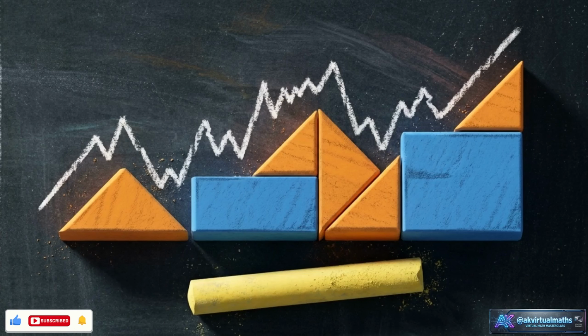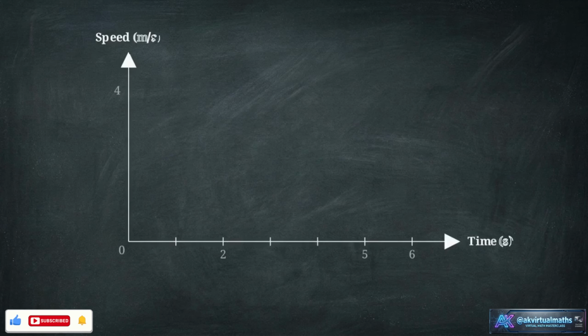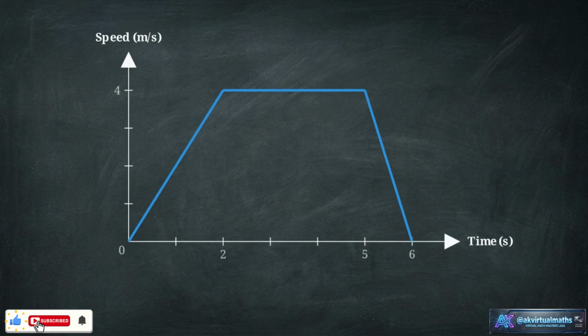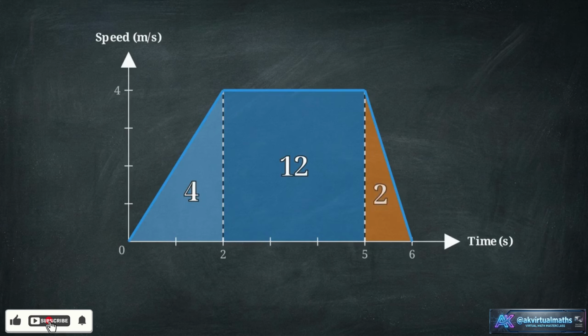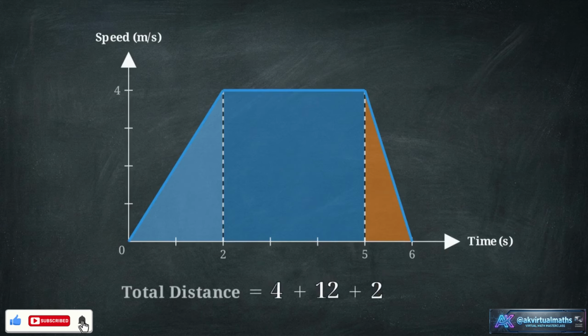Any irregular motion on a graph can be broken down into these basic rectangles and triangles to find the total distance. We can apply this to a full journey. Here, an object accelerates for 2 seconds, maintains a constant speed for 3 seconds, and then decelerates to a stop in 1 second. To calculate the distance, we separate the graph into 3 zones by dropping vertical lines whenever the motion changes. Finding the area of each section tells us how far the object traveled during that specific part of the trip. Adding all 3 areas together gives the total distance for the entire journey.